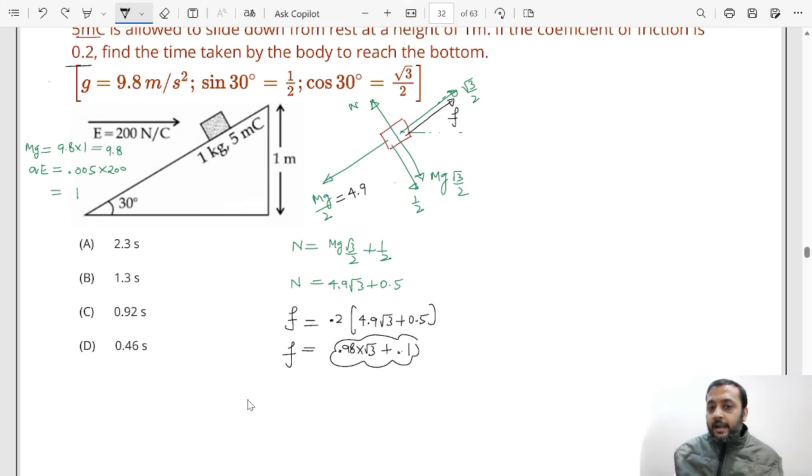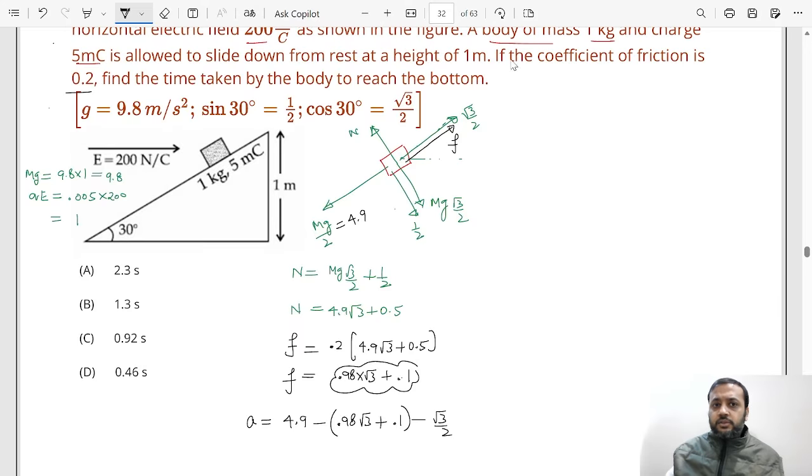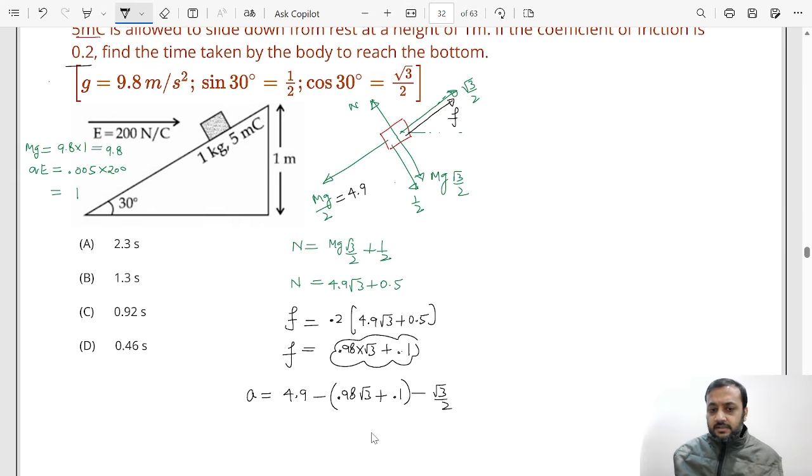The block will slide down. And now we can write the acceleration of the block. So acceleration of the block will be 4.9, which is the mg force, minus friction, which is 0.98 into root 3 plus 0.1. This is the value of the friction basically. Minus root 3 by 2. This is the total value of the force acting down the plane. And this you have to divide by the mass of the block, which is 1 kg. This will be the value of the acceleration.